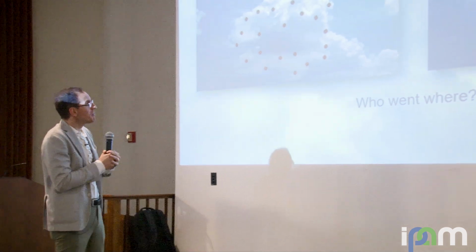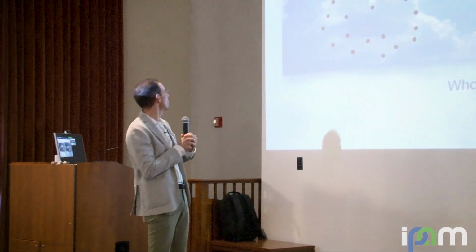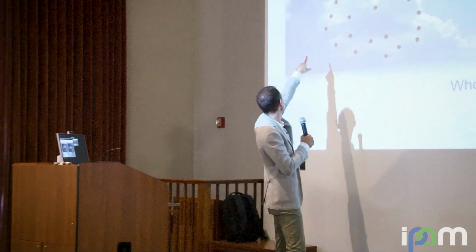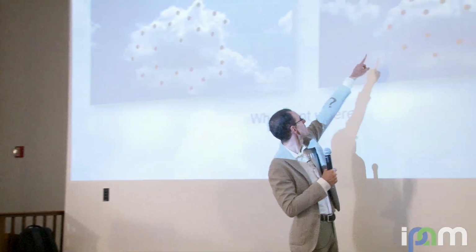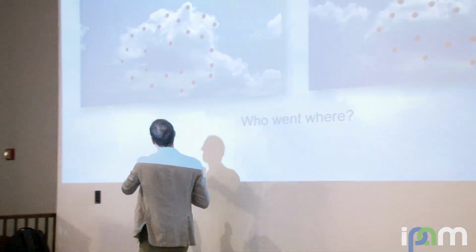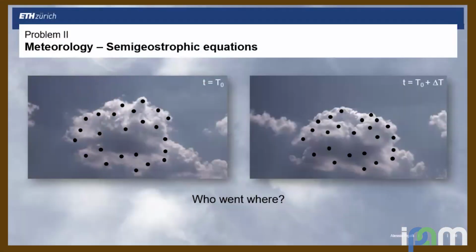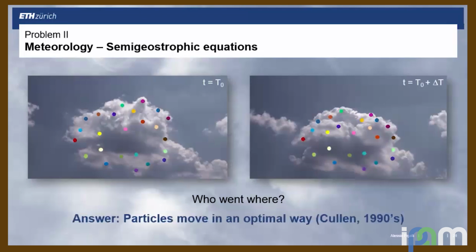If you have only 20, maybe you can even try to guess a bit, right? Probably this one all to the left corresponds to this one here, this one probably goes here, and so on. But if I give you a billion of them, I don't think you will do it so easily. It turns out that Mike Cullen, a British meteorologist in the beginning of the 90s, understood that optical transport will give the answer here.